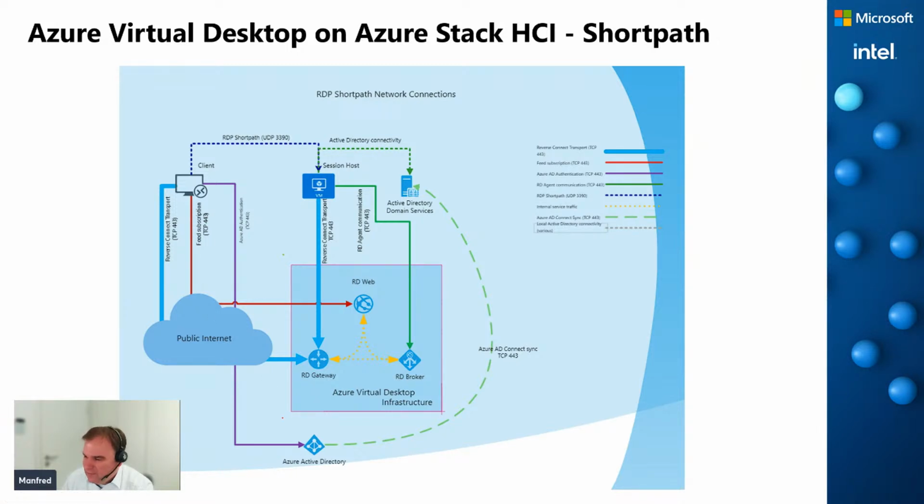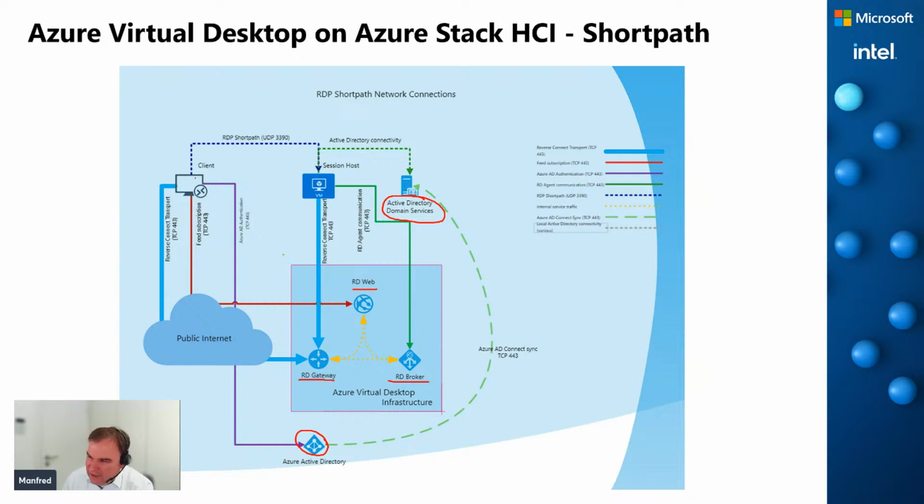So here we can see we have our Active Directory on premises. This is still available. We will also have our Azure Active Directory. So we are using the Azure Active Directory in combination with the Active Directory domain services. It's configured via an Azure Active Directory Connect. So today we need both. We need the local Active Directory domain services for the Azure Stack HCI cluster, for the local authentication, and we need the Azure Active Directory for the architecture of the RD gateway, the broker, the web configuration, and so on.